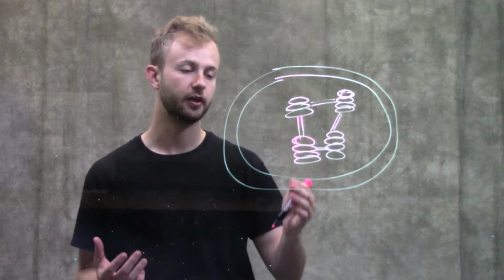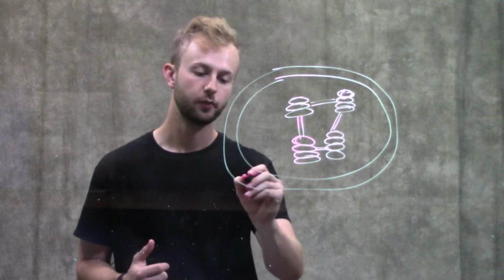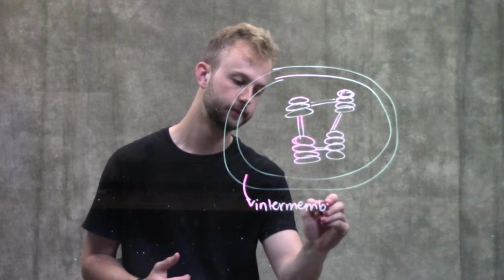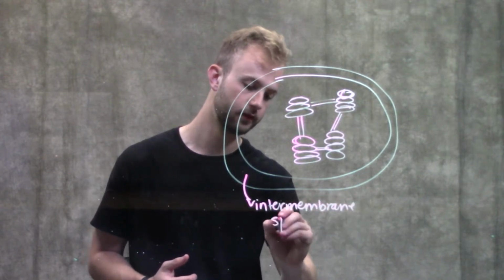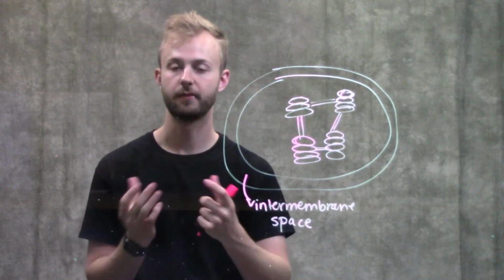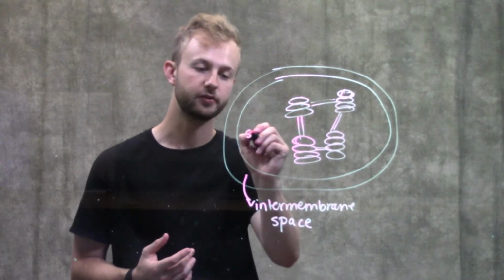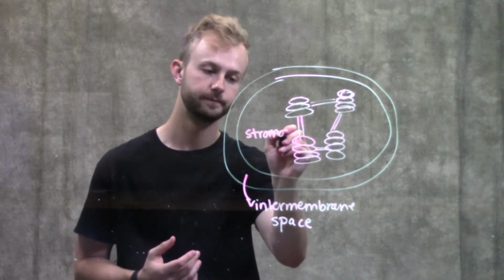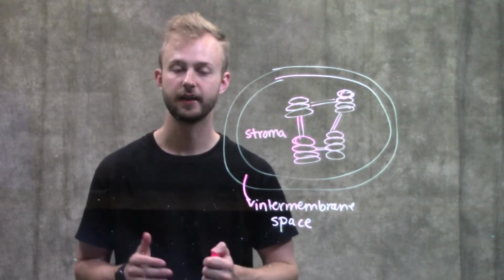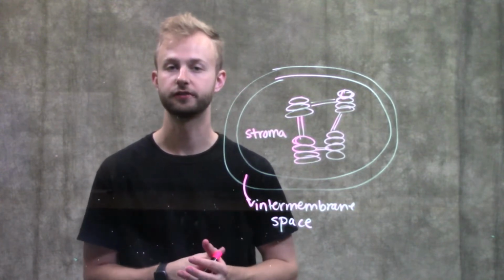So looking at the structure of a chloroplast, we have two membranes, just like we did in the mitochondria, with an intermembrane space in between them. And then similarly to how the inside of the mitochondria was the matrix, we also have a name for that in the chloroplast, except it's going to be the stroma. And in the stroma, that's where you're going to have your DNA and a lot of enzymes that are going to be important for the photosynthetic production of sugar.